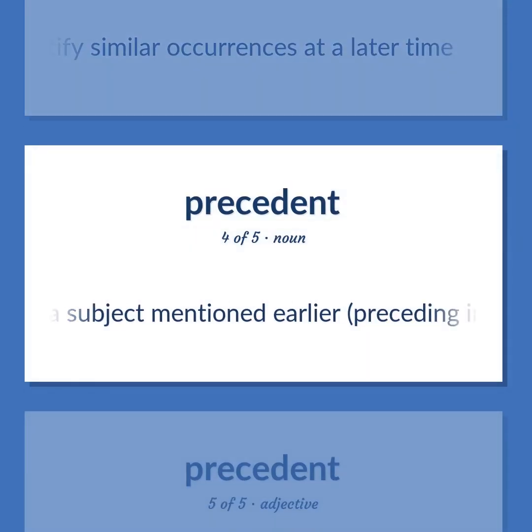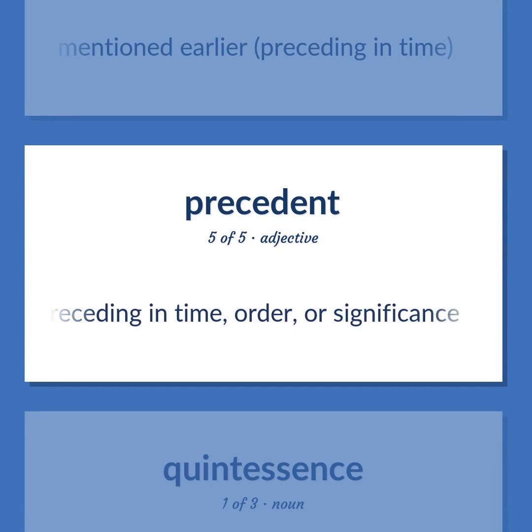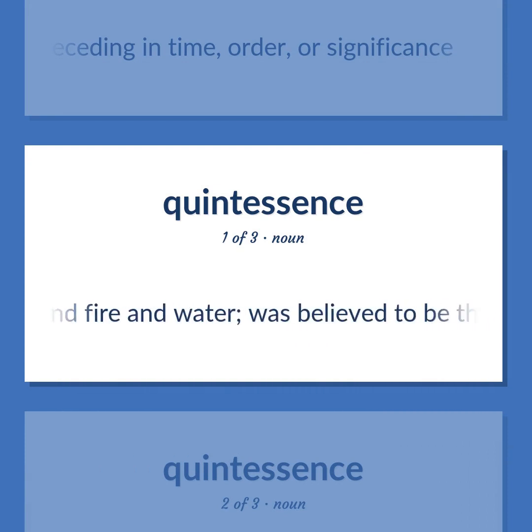A subject mentioned earlier, proceeding in time. Proceeding in time, order, or significance. The fifth and highest element after air and earth and fire and water was believed to be the substance composing all heavenly bodies.